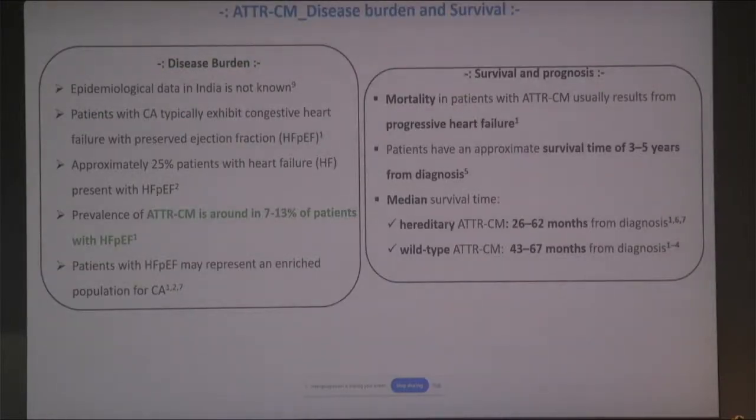So basically, the disease burden, epidemiology studies in India are really not known, because except one or two big institutes like AIIMS, in other places there's no kind of data analysis at the various clinical levels. But the mortality in patients with ATTR really is quite significant, leads to progressive heart failure, and median survival time, for example, in hereditary ATTR would be 26 to 62 months. The wild type would be even lesser.